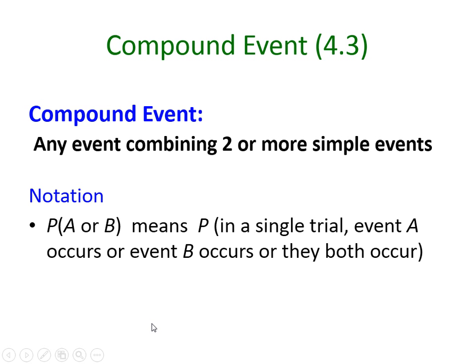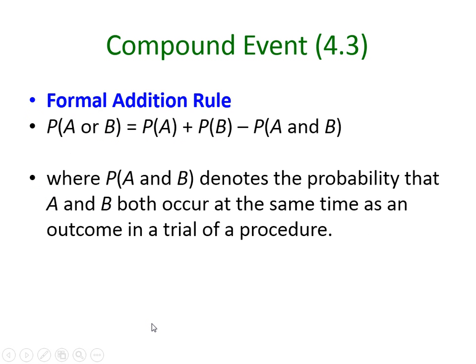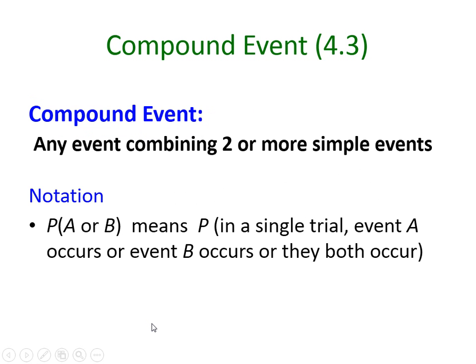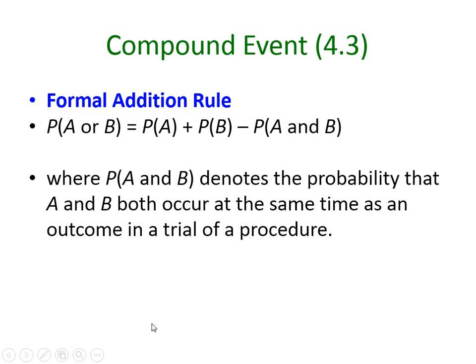Oh, you know what? I was just saying things slightly wrong. This would be more of rolling a dice and wanting the probability I get a 2 or a 3. You're looking at two or more of those simple events that we're trying to pull out of there. So our notation is the probability that A or B means the probability that in a single trial event A occurs or event B occurs or they both occur. No, I was right the first time. This would be the probability that we roll a dice and we get a 2 or we flip the coin and get a heads. That would be one of the ways that we can have these.